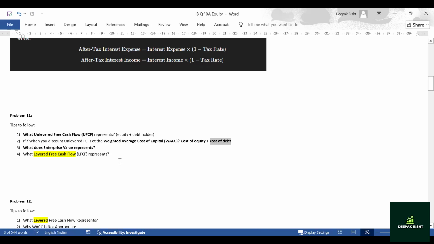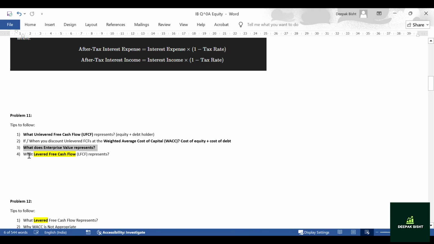Since only equity holders are receiving those cash flows, the resulting value from the DCF is equity value, not enterprise value. And here the key takeaways will be that if we are calculating unlevered free cash flow, we will discount it using weighted average cost of capital, and that will help us to calculate the enterprise value.